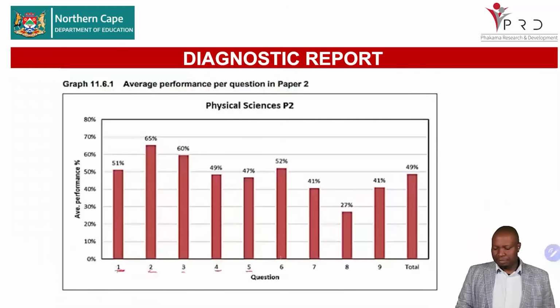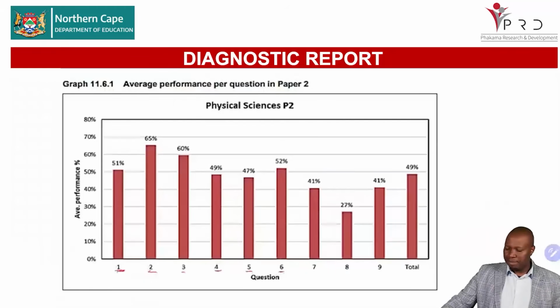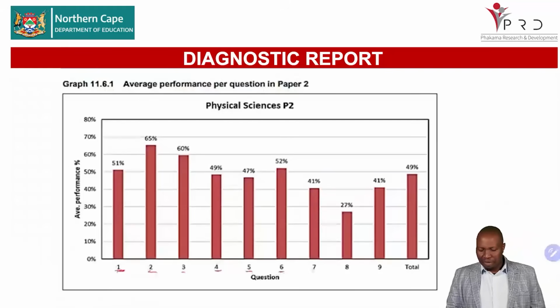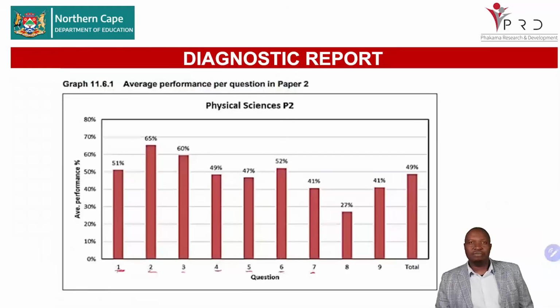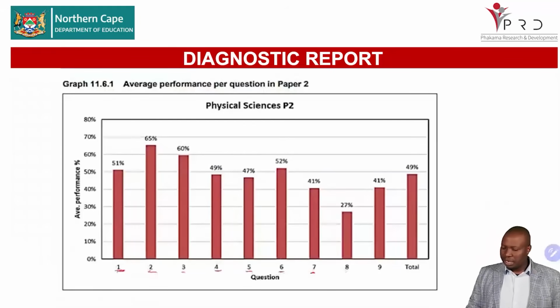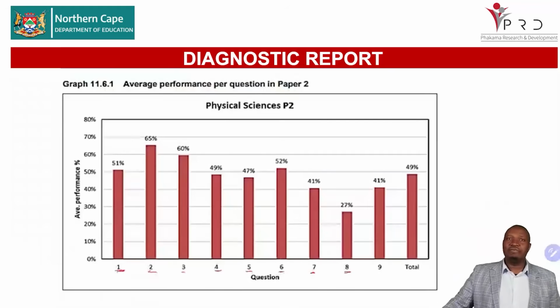Question 6, which is at 52%. That is chemical equilibrium. And then question 7, 41%. That is acids and bases, 41%. But look at question 8, which is your galvanic cell. The performance was at 27%. You can see a huge drop there in terms of galvanic cells.